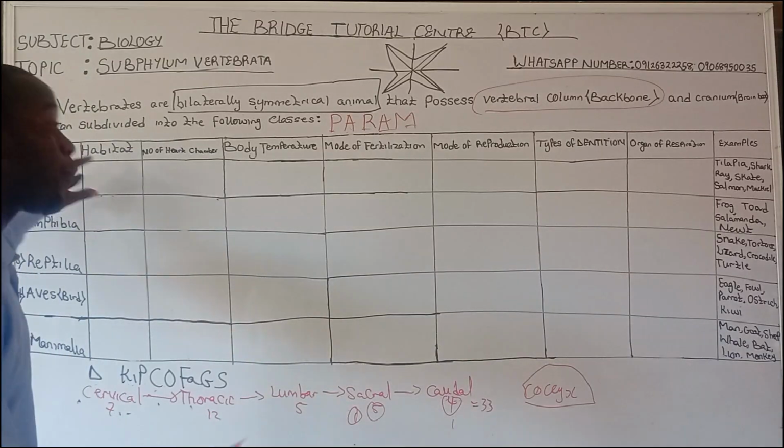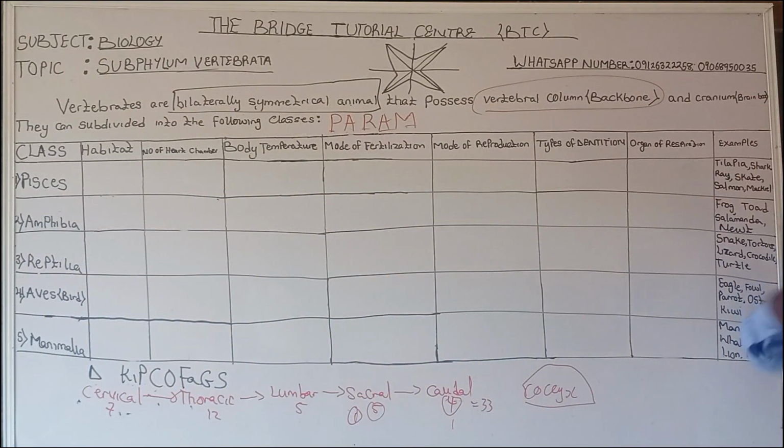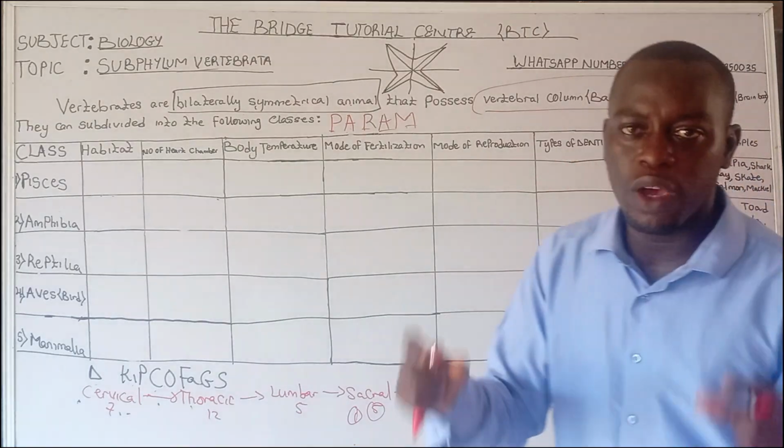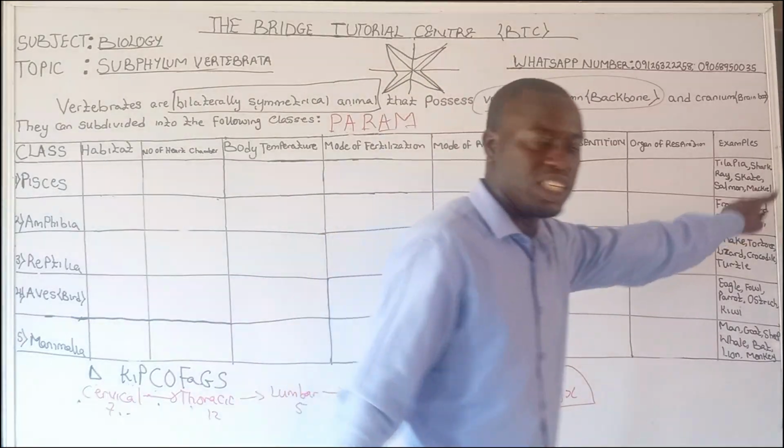Okay, so what are the examples of Pisces? We have the first one to be tilapia. We all know tilapia. We all know many examples of fish. We have tilapia, shark, ray, skate, salmon, mackerel, etc. We have the next one, which is amphibian. Amphibian, we have the frog, toad, salamander, and newt. You have to note these very well. Most of the examples being asked are usually among these 4.